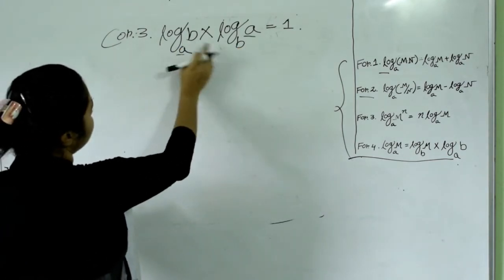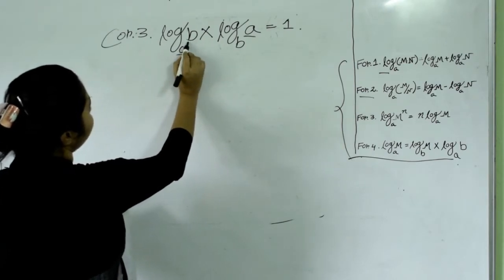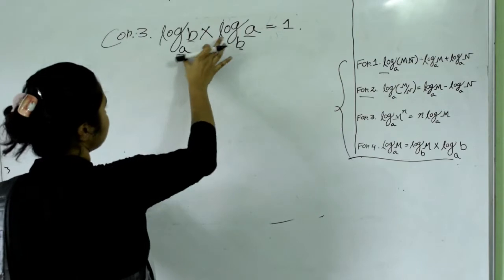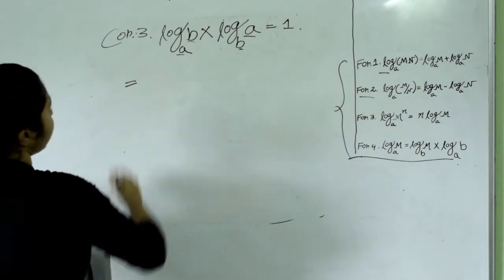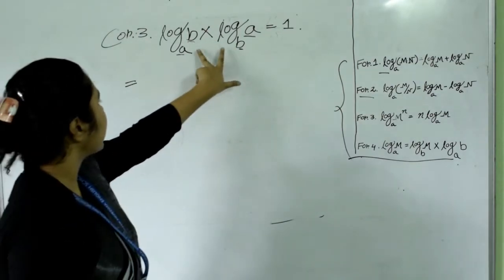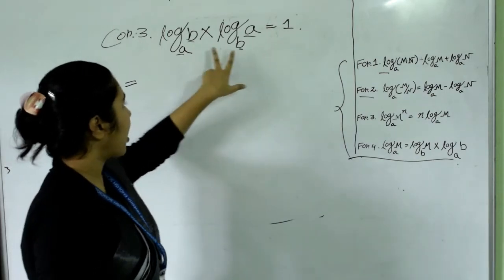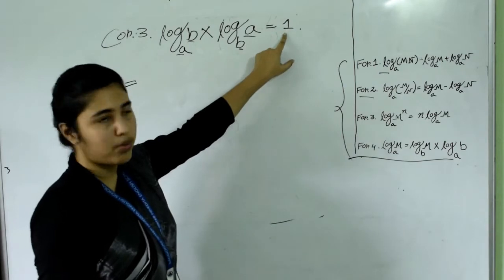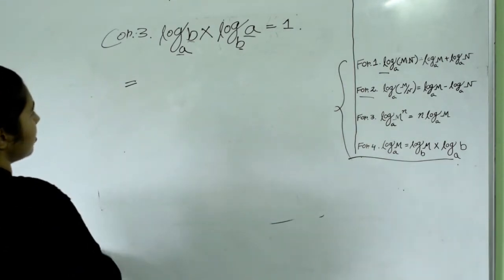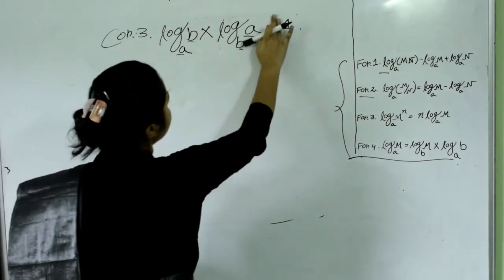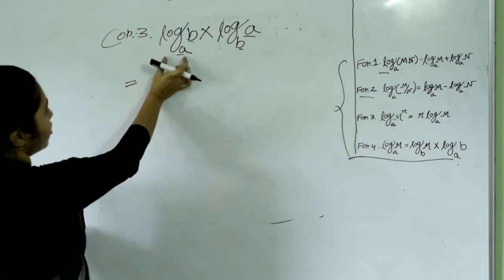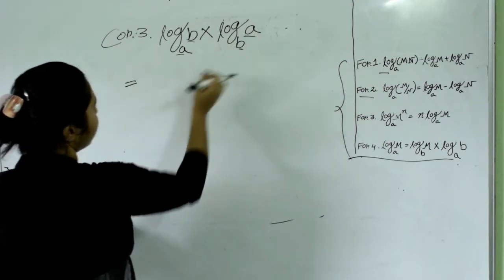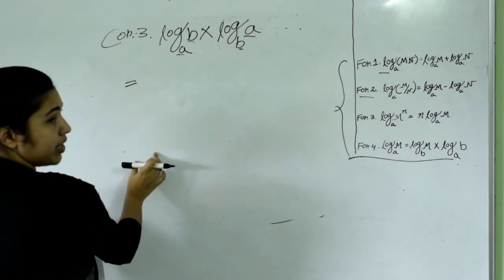And look at this b. Here the value is b and the base is a. That means the value and the base are interchanged. Then the multiplication of two logs, the value of the multiplication of these two terms will be 1. That means we have to prove log with base a of b cross log with base b of a, the value will be 1.